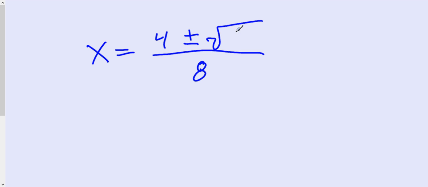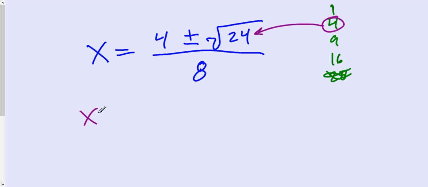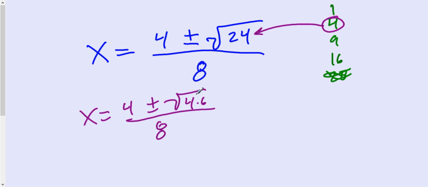If we did end up getting something and say our roots boil down to this, we're going to try to simplify this 24. Four goes into 24. So x equals 4 plus or minus the square root of 4 times 6 all over 8. We're able to take the square root of the 4. So we get 4 plus or minus 2 square root 6 all over 8.